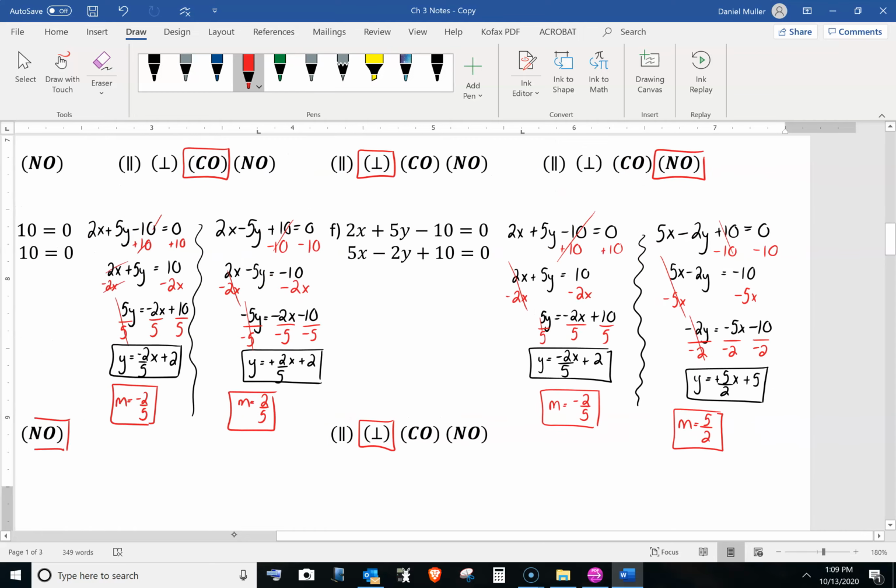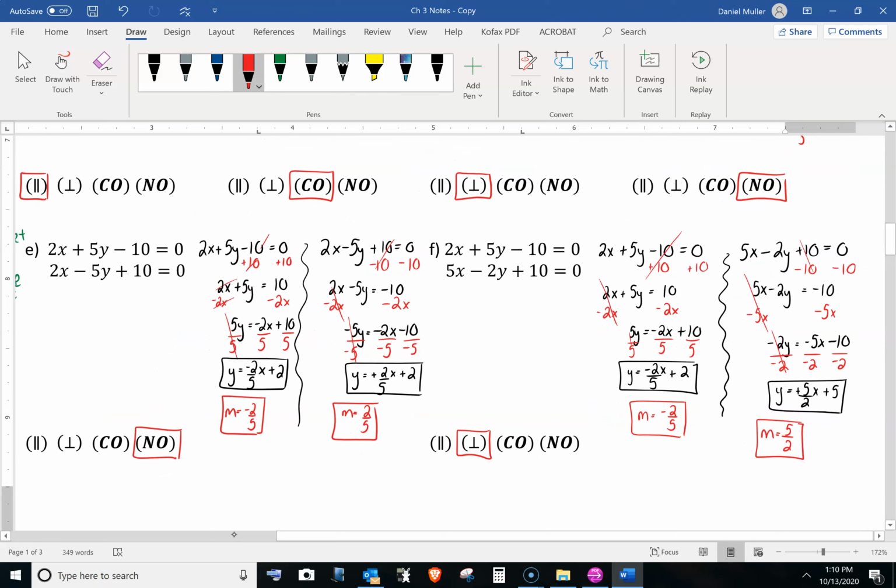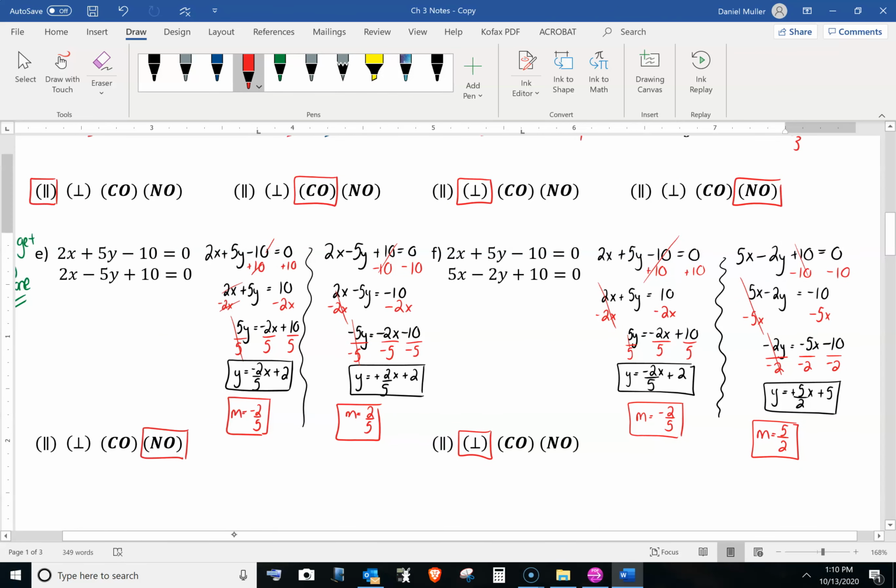So definitely a lot of work here. I will zoom out, but you can also look at the PDF of this. You have to do a lot of algebra here. So there was quite a bit going on.